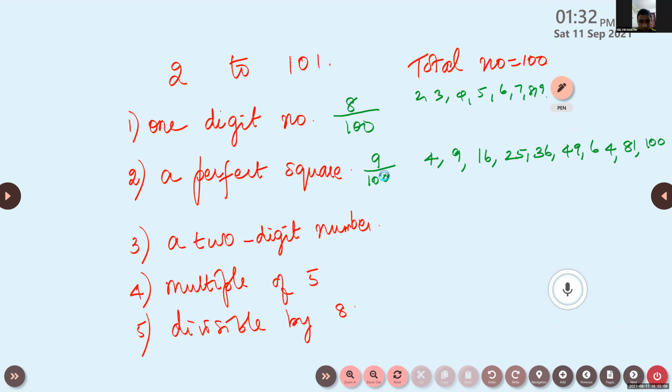Next one, a 2-digit number. What is the probability of getting a 2-digit number? How many 2-digit numbers are there from 2 to 101?